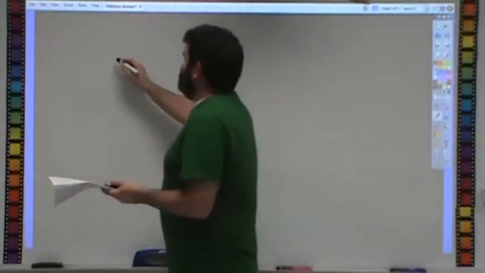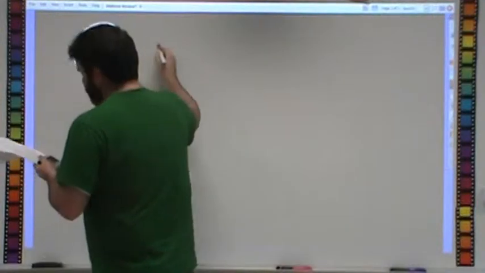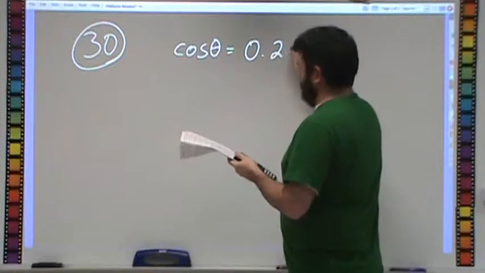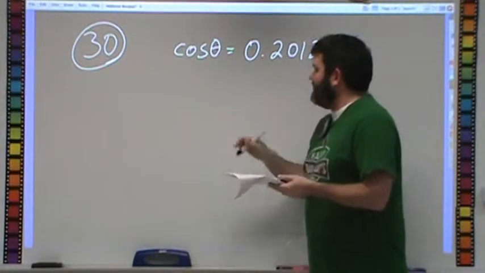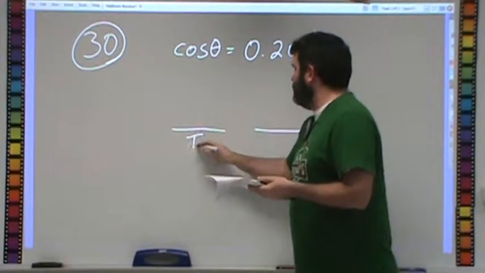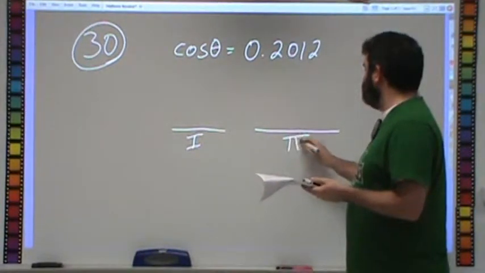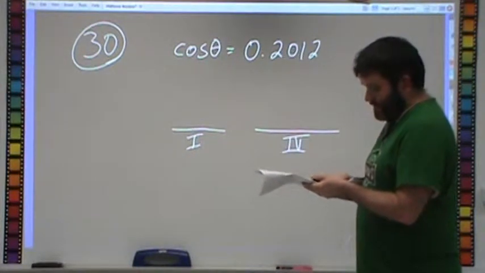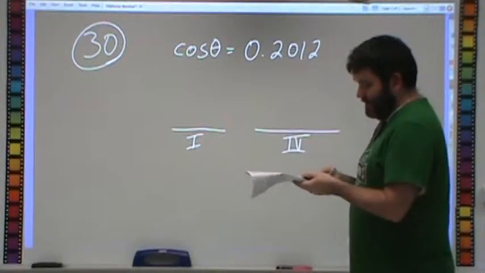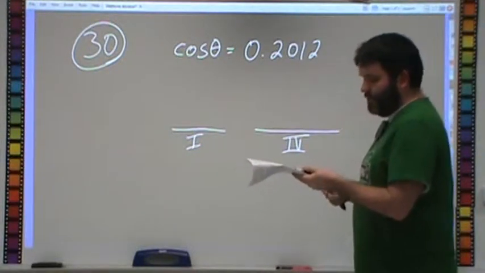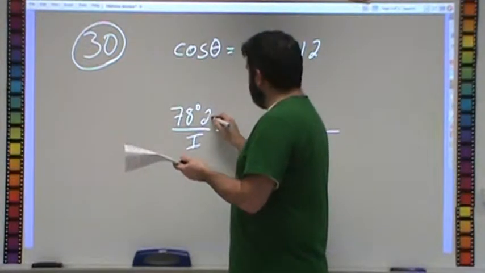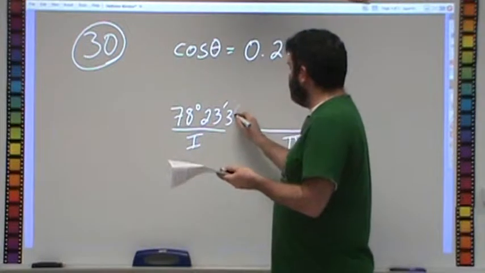Continuing on number 30, exact same thing, except this time it's asking for it in minutes. So I've got to make sure that I know where my DMS button is in my calculator. So I do the same thing. Second cosine, 0.2012. I want quadrant 1 because cosine is positive. I also want quadrant 4 because cosine is positive. Second cosine, 0.2012. Find that DMS button. Again, I do not have time to show everybody right now where their DMS button is. And it'll turn it into 78 degrees, 23 minutes, and 34 seconds.